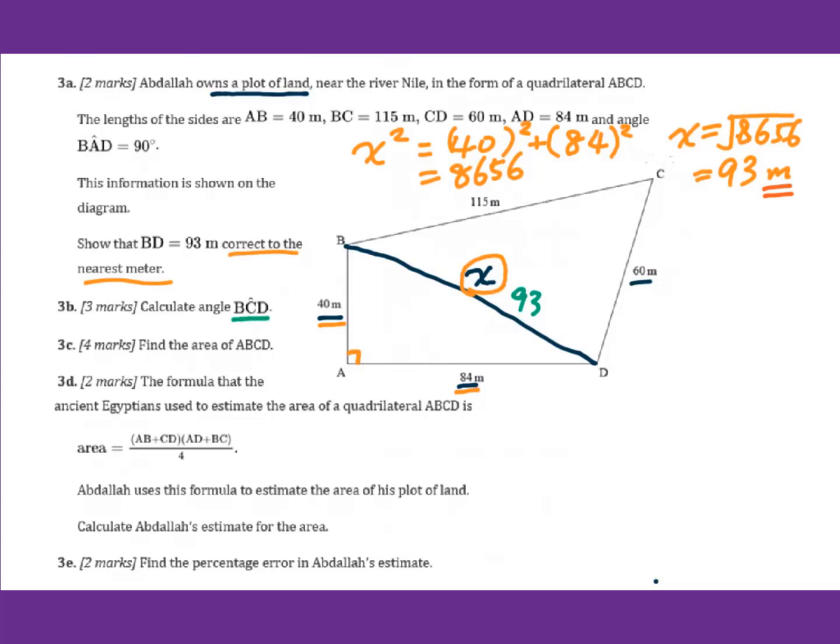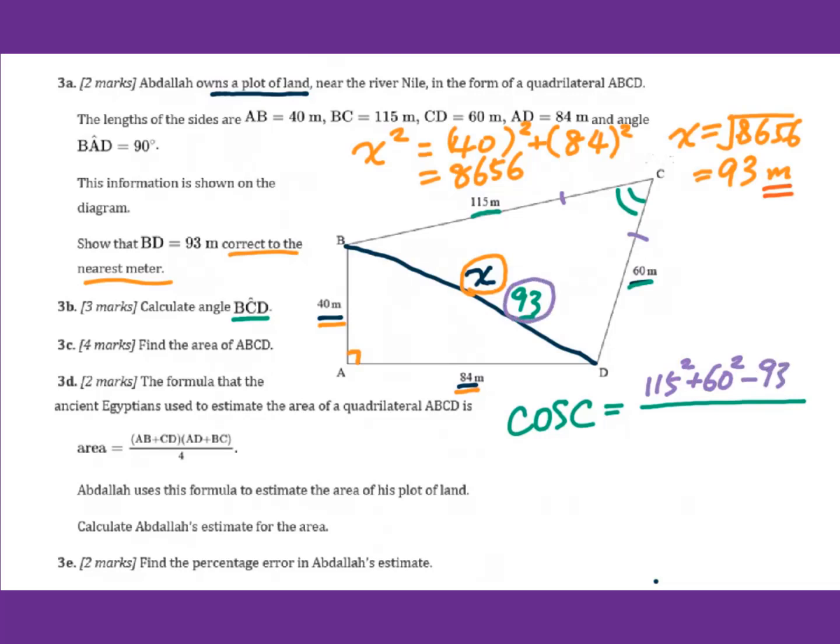Calculate angle BCD, this angle. Since you are given all three sides and looking for the angle, we have to use the cosine law. So we get cosine C equals, do these two sides first: 115 squared plus 60 squared, minus the corresponding side, 93 squared. Your denominator will be 2 times these two sides, so 115 times 60. Then you have to do inverse cosine.